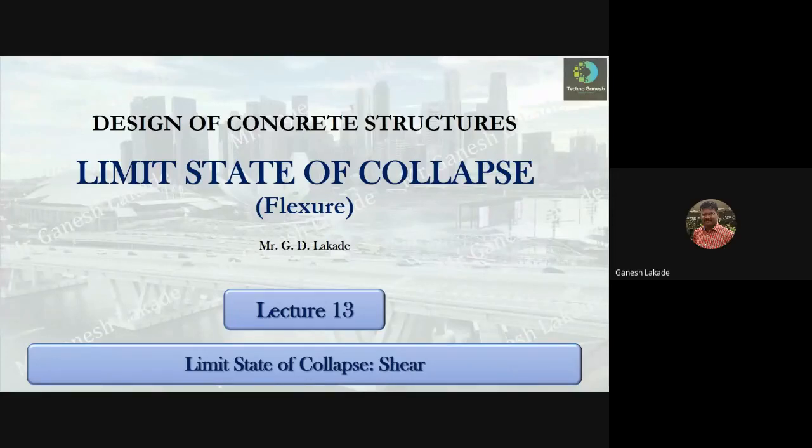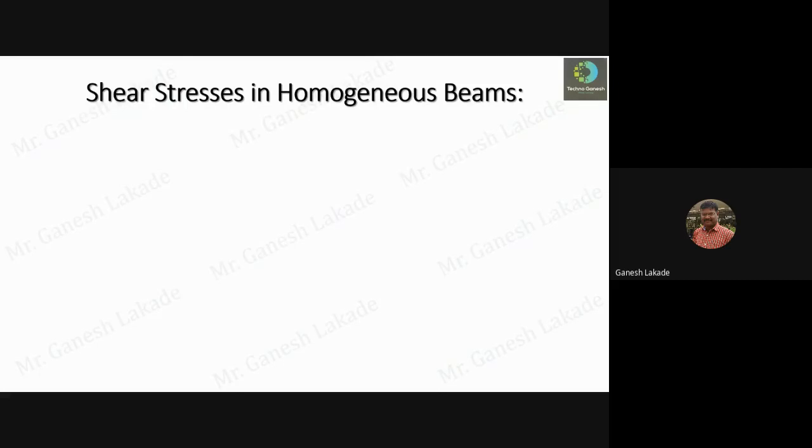Okay, good. So we'll move to the next point, that is limit state of collapse in shear. As we know, the beams or flexural members which we are going to discuss here, whenever subjected to external load, flexural action is going to develop. Flexural action means that the beam is going to deform, and due to the deformation, some part of the beam is subjected to compressive stresses and some part to tensile stress, which develops the bending moment.